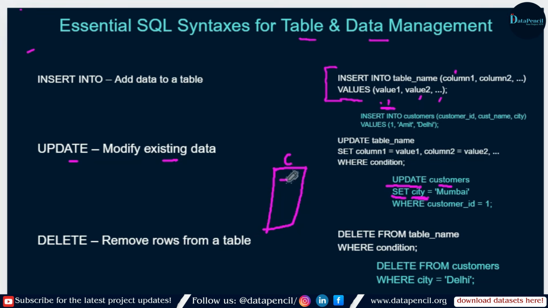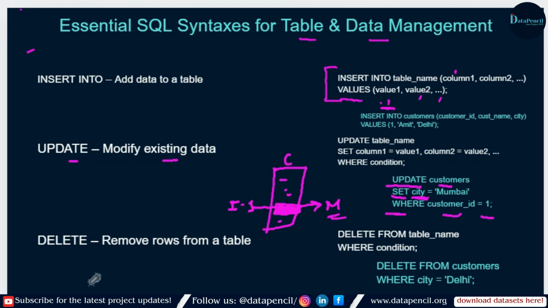You want to put this Mumbai somewhere. Where exactly do you want to put this? Where customer ID is 1. So you have to give the condition: WHERE customer ID is 1, you want to change that row. Whatever the previous city was, it will then change to Mumbai.